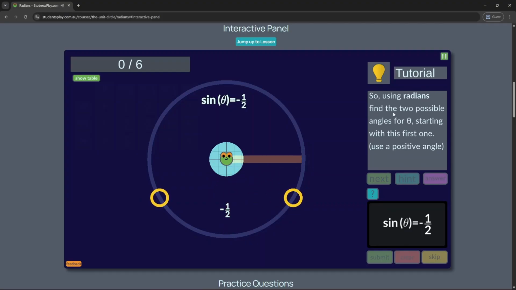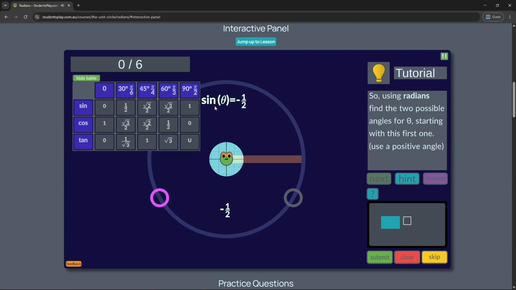Using radians, find the two possible angles for theta, starting with this first one. Use a positive angle. Okay, so sine theta is 1 on 2. Let's go to our exact value table. For sine to give us 1 over 2, we have to use 30 degrees, or in radians, we have to involve pi on 6.